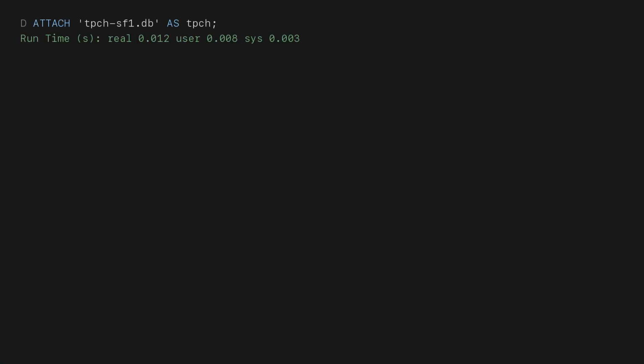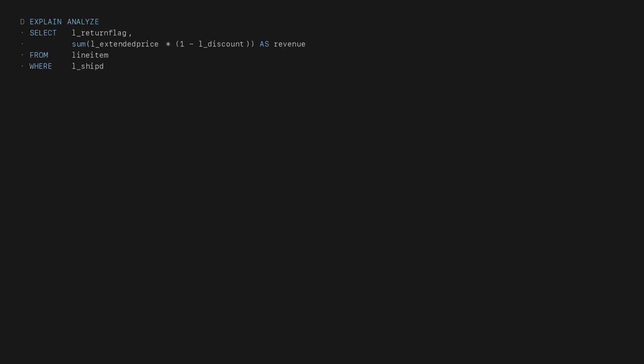We attach the TPCH scale factor 1 database and switch to it. 6 million rows in Lineitem, 5 columns we will touch in the next query. Now we are ready to run the workhorse aggregation, the same shape as TPCH Q1. Here is a filter, a multiplication, and a group by over 6 million rows.